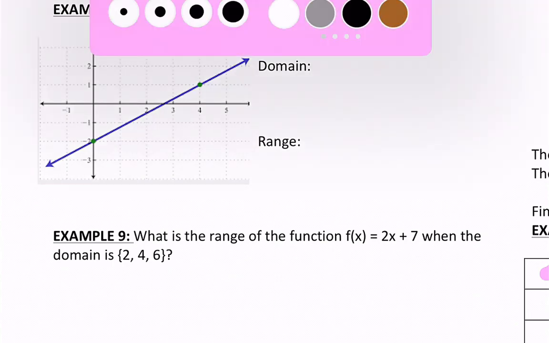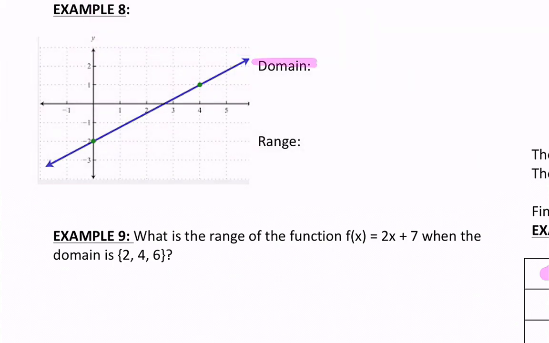Domain again. Domain, we use the x-axis, so we're using these numbers left and right. So here's my graph. Notice as I travel along going in the left direction, I see an arrow, which means it will go forever and ever. Now let's try the right. As I go to the right, I see an arrow, which means it will go to the right forever and ever. There's no stopping it in either direction, so we call that all real numbers.